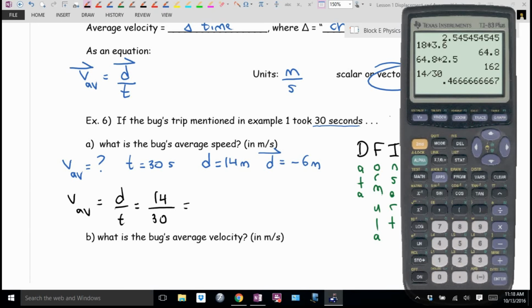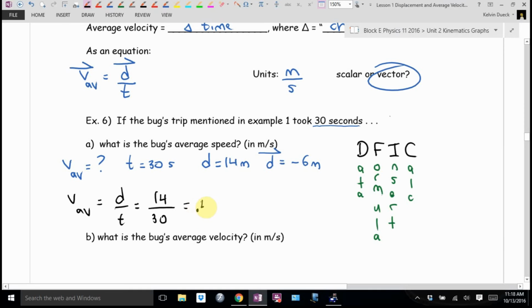You get 0.4666666. Now, I'm going to write that down. 0.46 repeating. But just as a sig fig review, how many sig figs is this 14? 2. How many sig figs is this 30? Technically, how many sig figs should I go to?